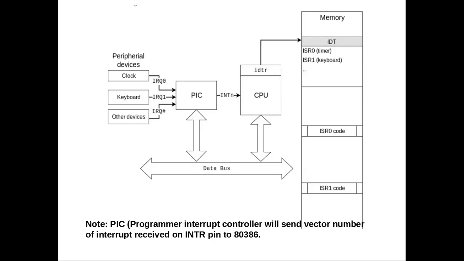So let's try to understand it with the help of this diagram. This diagram contains a PIC here, programmable interrupt controller. Then on this side you can see various devices that can be connected to the microprocessor. Here I have shown a clock, then keyboard, and in this way we can have many input output devices. Please try to understand that these devices are not directly connected. In between microprocessor and these devices we have PIC.